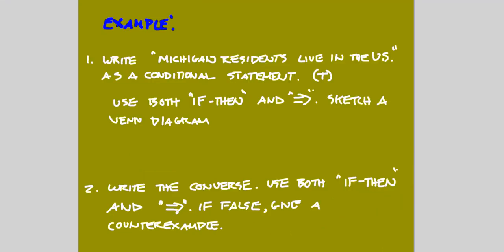Okay? So let's work through an example here with you. So let's write Michigan residents live in the US as a conditional statement. Okay, so I'm going to write that, and I'm going to use both if-then and the implies symbol. And I'm going to sketch a Venn diagram. So I'm going to say here, if you live in Michigan, then you live in the US.